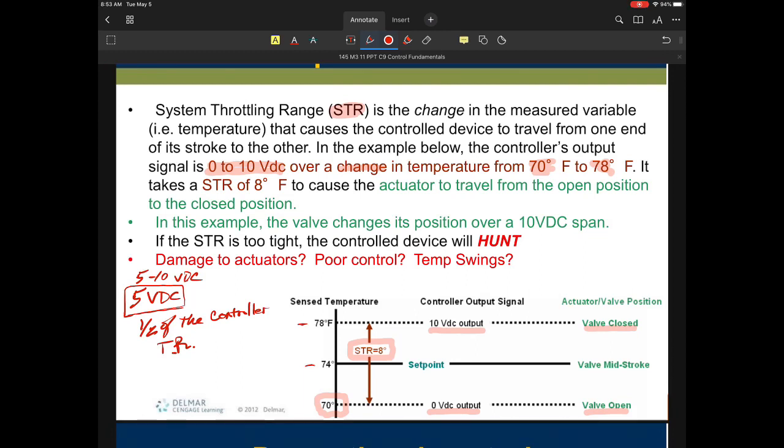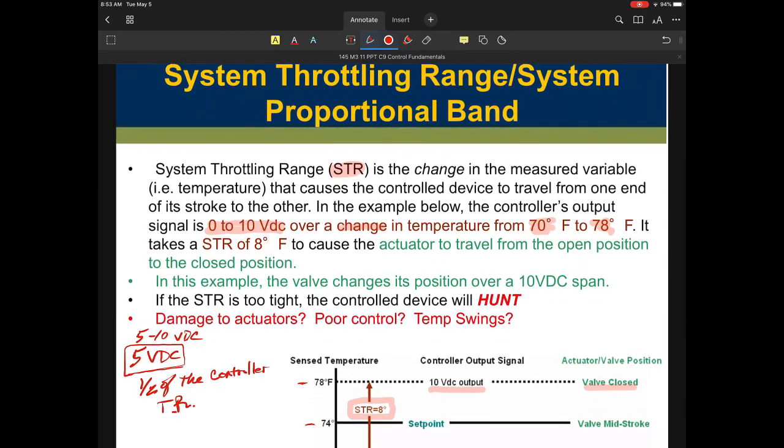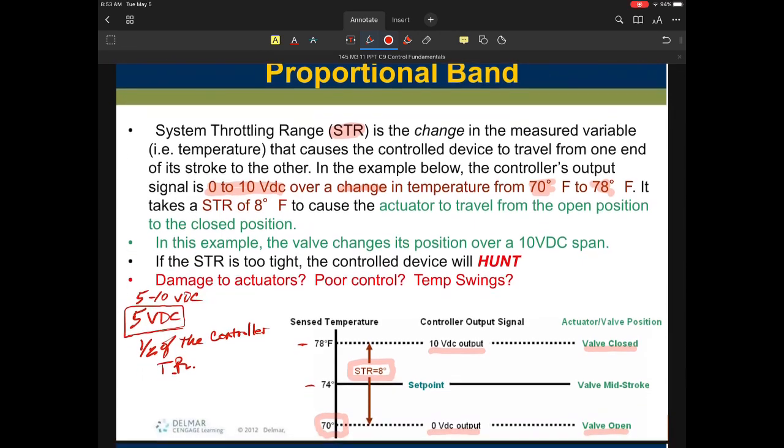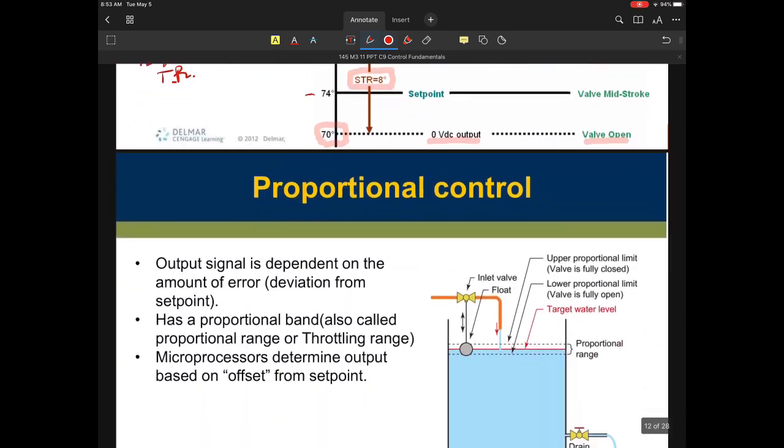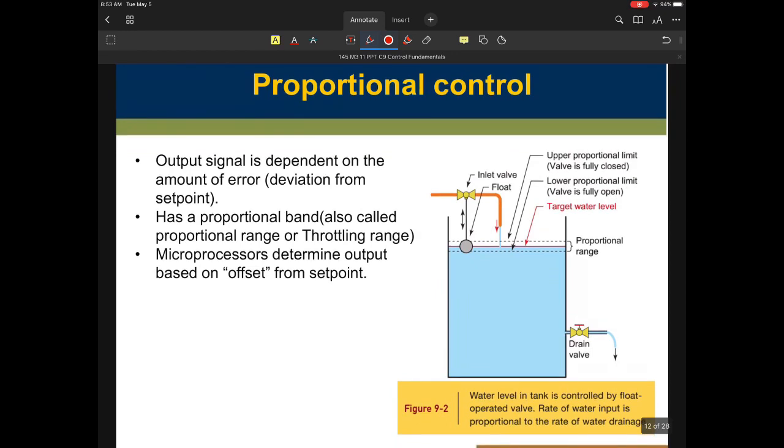It happens an awful lot unless that system was able to manipulate the load based upon the device that you happen to be dealing with. Again, very challenging, and it's a very common problem to have a system that would hunt. And again, damage to your actuators, the control will be swinging all over the place, so you just can't seem to find a happy stopping point or a medium. So those are the things you have to look at. Just be a little bit careful. But that's throttling range. System proportional band is the same thing as system throttling range. It's just another way to deal with it.